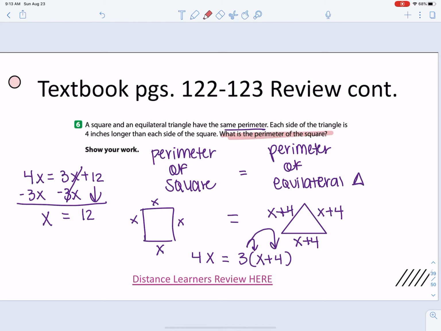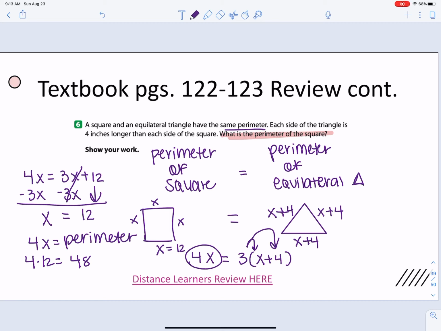because they asked us to find the perimeter of the square. Well, x is the side length of one side of the square. So x is equal to 12, but I have 4 x's for my square. So to find the perimeter of my square, I'll just say 4x is equal to the perimeter of my square. That means the perimeter of my square is equal to 4 times 12, which is 48. And they told us that the triangle is 4 inches longer. So it's really 48 inches long is our answer for the perimeter of our square.